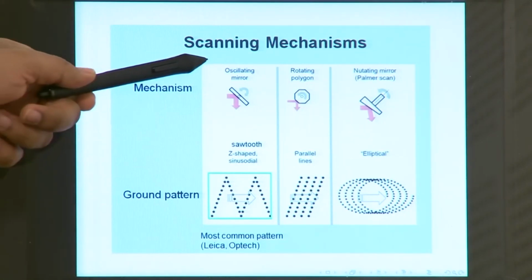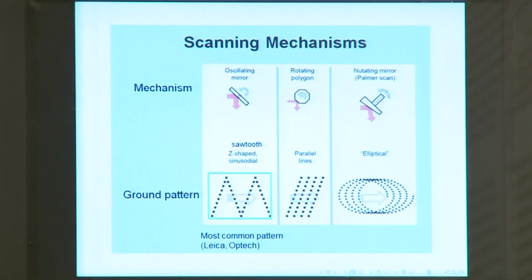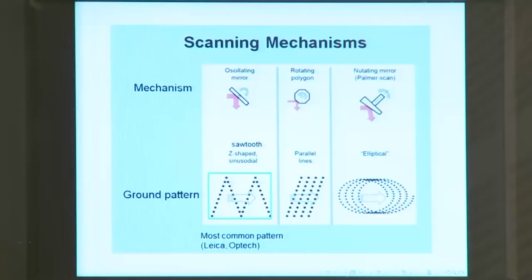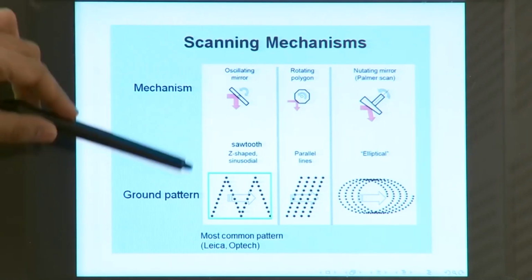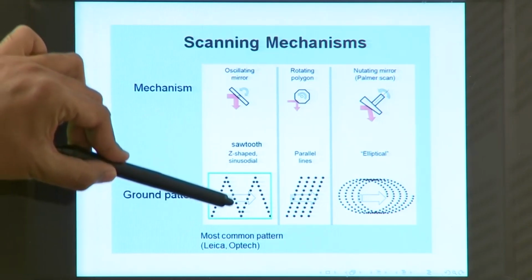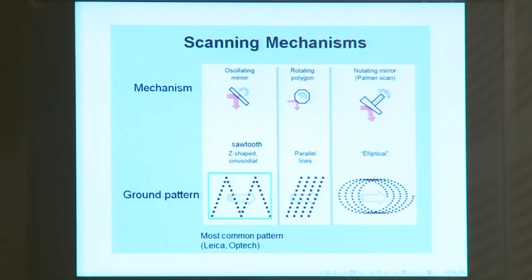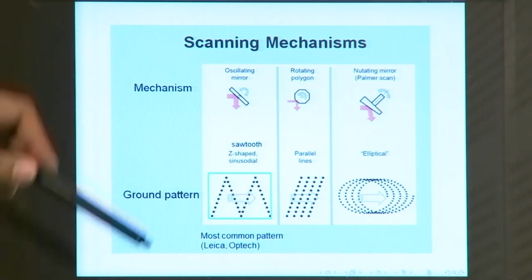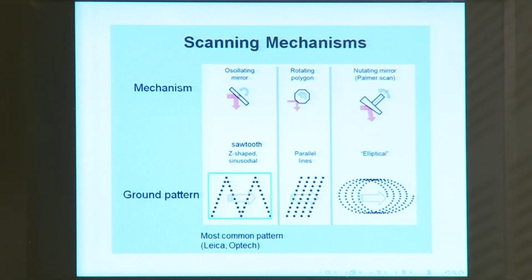The first one is an oscillating mirror. So, in this case, you have a laser beam that is going like this, and you have a mirror that is oscillating. Now, when you have this mirror oscillating, the reflected pulse is going to move like this. So, this is the ground pattern that you get. Essentially your aircraft is moving like this and you are getting a pattern like this. So, you get a sawtooth pattern or a Z shaped pattern when you are using an oscillating mirror.